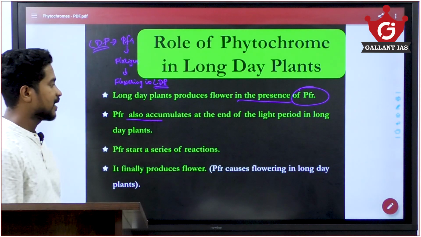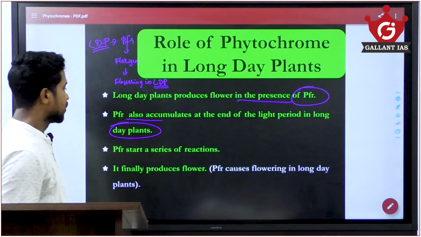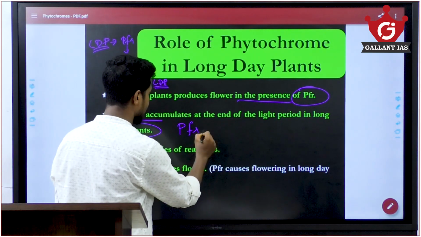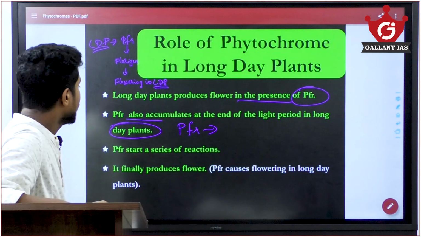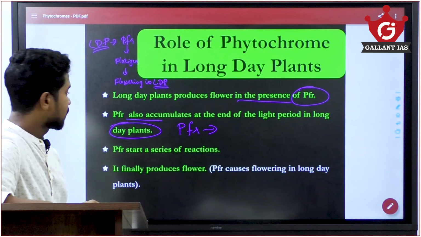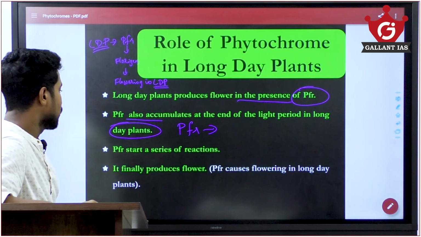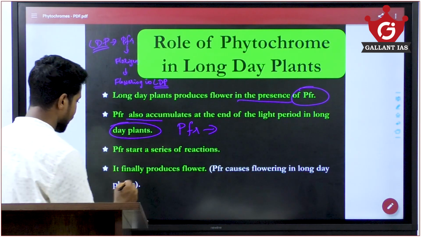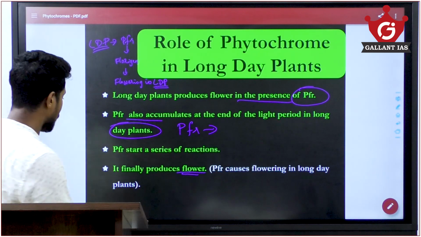PFR also accumulates at the end of the light period in long day plants. PFR starts a series of reactions. It finally produces flower. PFR causes flowering in long day plants.